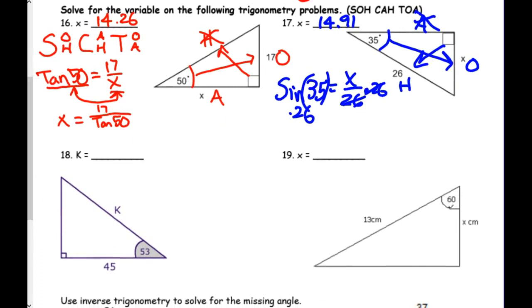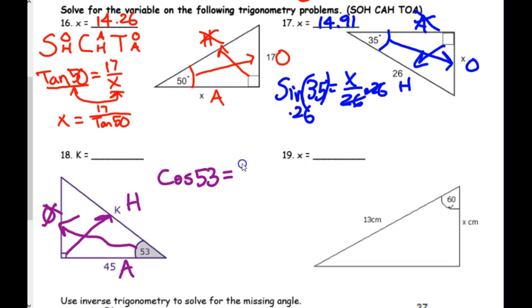Our theta, our starting angle, is 53 degrees, so we're going to label O, H, and A. We don't need O, so cross it out. So we have AH, which would be our CAH, or cosine. So cosine 53 equals A over H, 45 over K, and they are using the letter K. That's our variable.